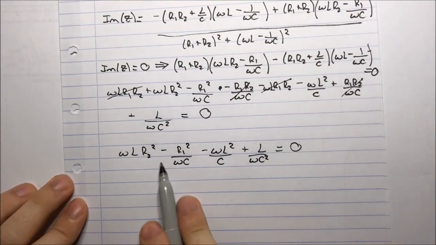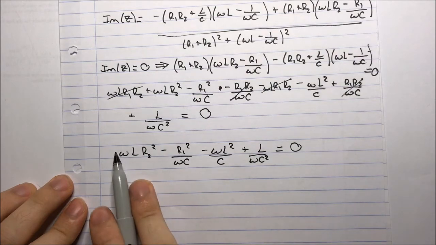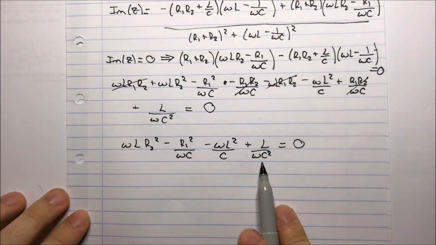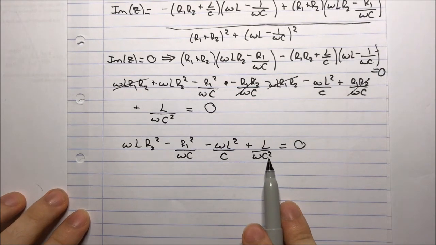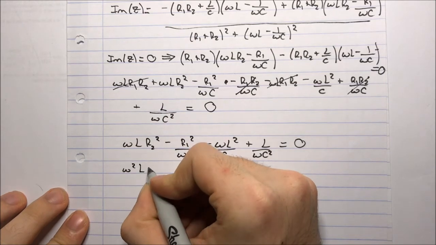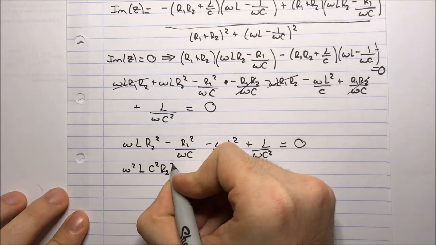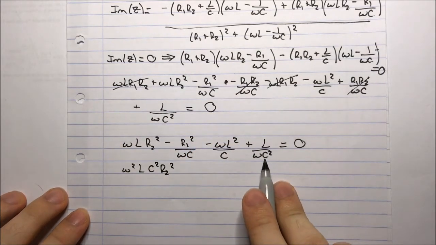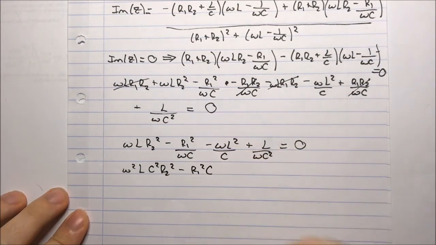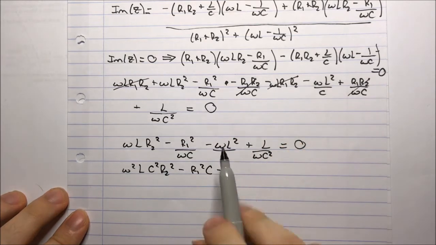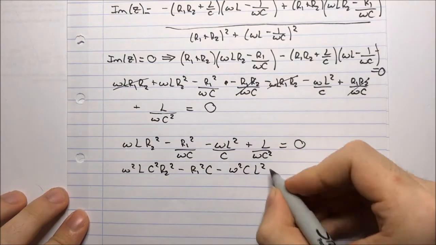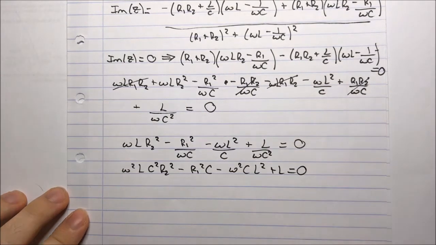Alright, now I want to lose all my fractions. I want to just have non-fraction terms. So the way I'm going to do that, I'm going to multiply by omega C squared. So here I'll have omega squared L C squared R2 squared. Multiplying by omega C squared again will give me minus R1 squared C, minus, this will become omega squared C L squared, and this will be just L, equal to 0.